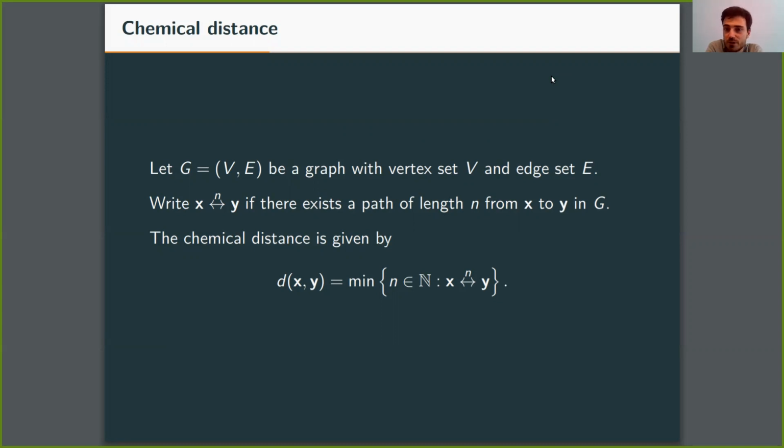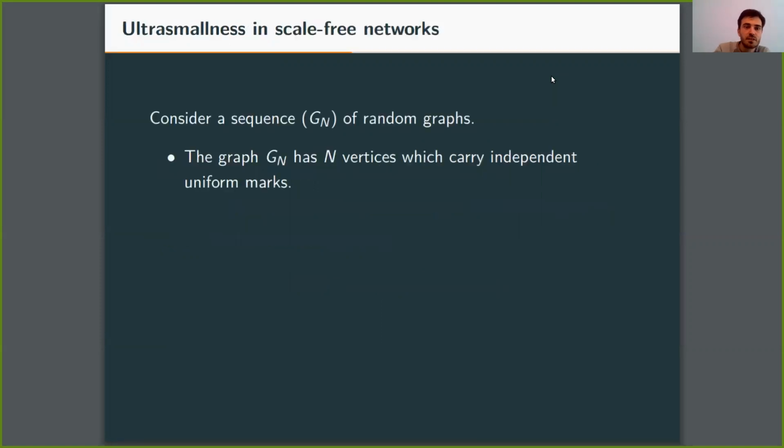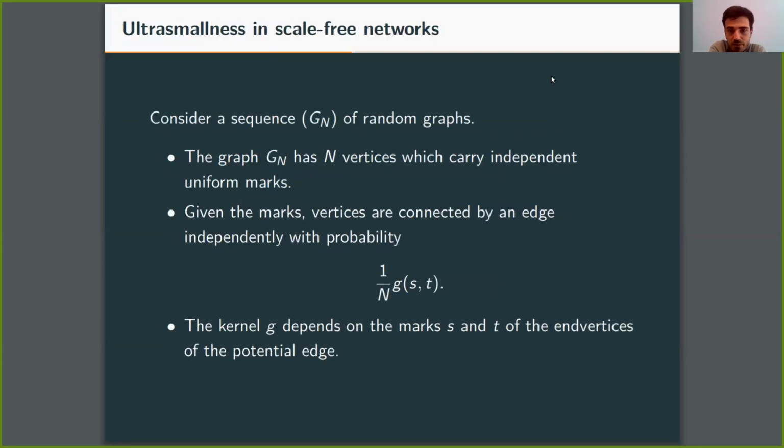Before we focus on geometric random graphs, I will give a brief review of what is known about the occurrence of ultra-smallness in non-spatial scale-free networks. So we consider a sequence Gn of random graphs, which is defined in the following way. The graph Gn has n vertices, which carry independent uniform marks. Given the marks, vertices are connected by an edge independently with probability 1 over n times some function g, which we will call the kernel function.